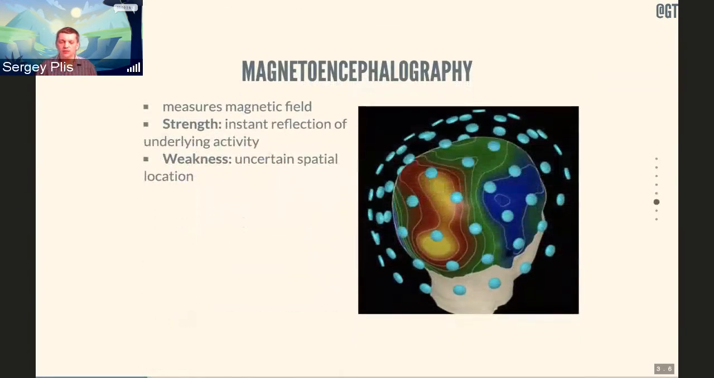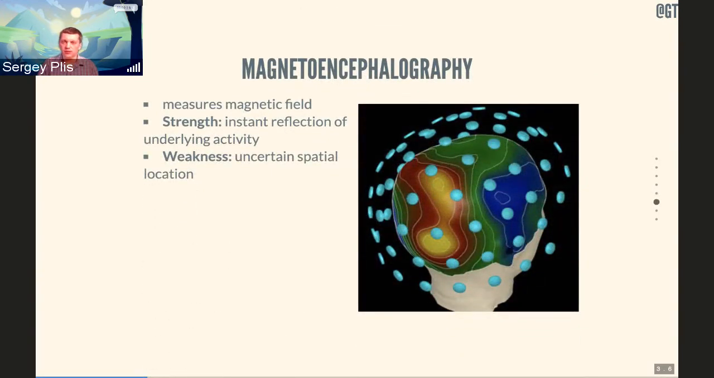And then magnetoencephalography and the sister modality, electroencephalography, at least thanks to Maxwell equations, it measures magnetic field and the strength, instant reflection of underlying activity. But the weaknesses, which are arguable. Maybe some people believe there are no weaknesses, but on certain spatial location, at least you have to solve an inverse problem in order to get to a spatial location.